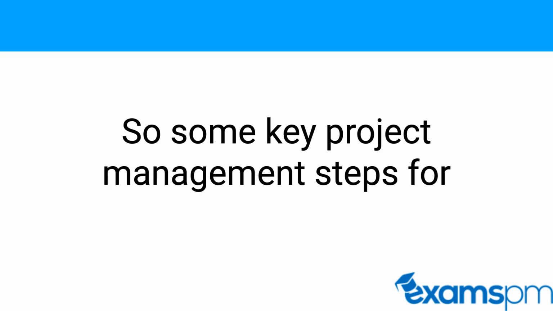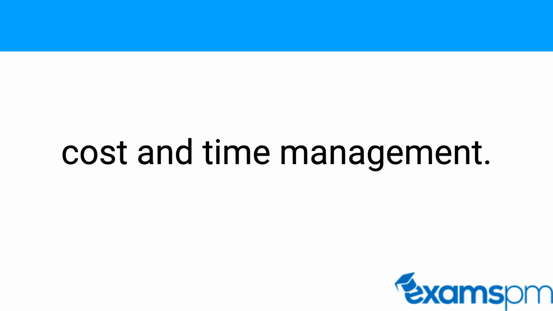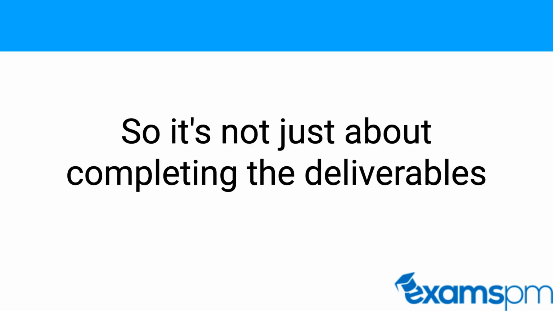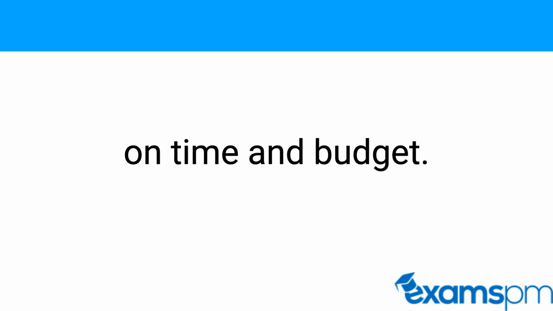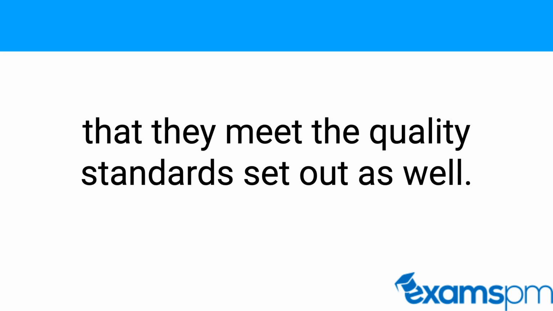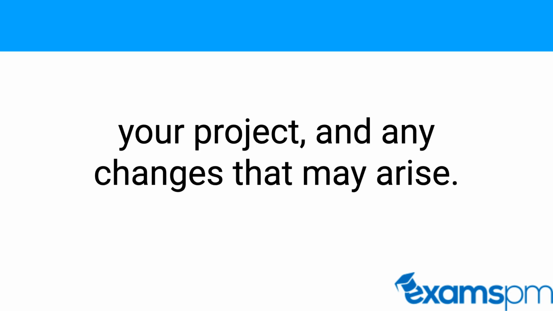So some key project management steps for project monitoring and controlling could include cost and time management, quality management. So it's not just about completing the deliverables on time and budget. You want to review the deliverables and make sure that they meet the quality standards set out as well. You want to manage and control any risk on your project and any changes that may arise.